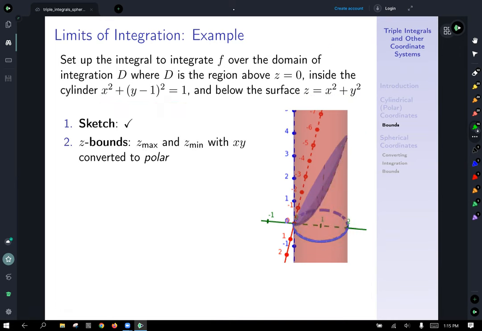All right, so we've got our Z bounds to tackle next. We want to imagine, if I were to take a slice for any point in the projection down onto the plane, it would start there at the bottom, and then it would hit that surface on the top. So I'd have Z min down here. Well, that's equal to zero. And then my Z max, or my top, that's going to be something. If we were working in rectangular coordinates, we would have x squared plus y squared here. But we're working in polar coordinates, so we're going to convert that x squared plus y squared. That's a pretty direct conversion since it's equal to r squared. So our Z max is going to be r squared. And that's summarized in the next bullet point here.